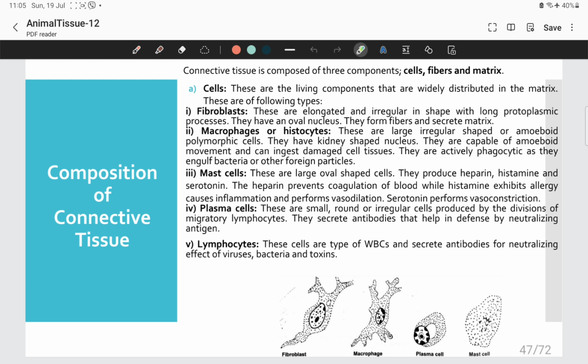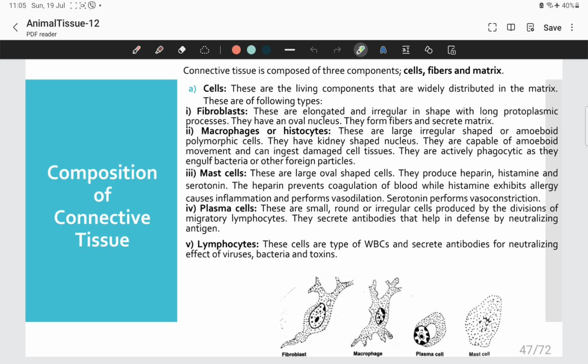Another cell that we have in connective tissue is the macrophage. It is also known as histiocytes. These are large, irregular or amoeboid shaped cells, with a distinct kidney-shaped nucleus, and they are capable of changing shape continuously and can ingest any damaged cells or tissue found nearby with the help of a process known as phagocytosis.